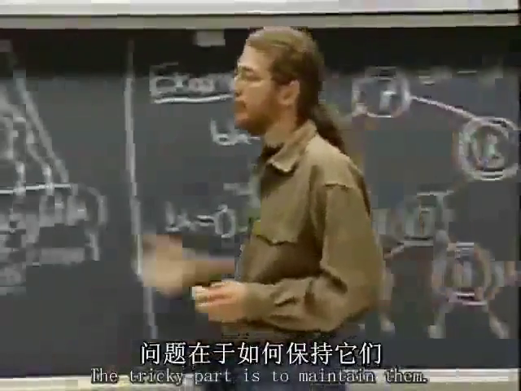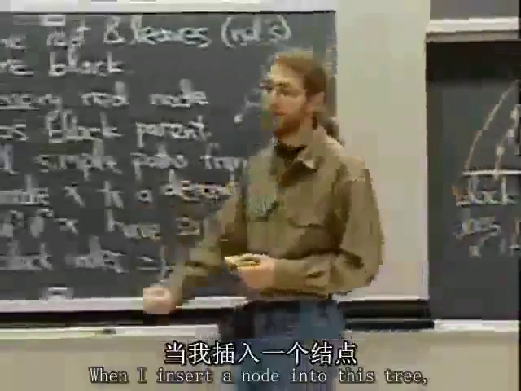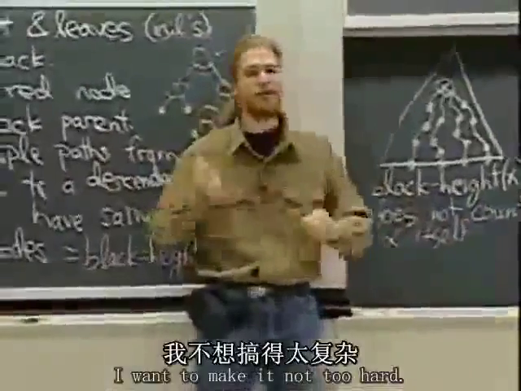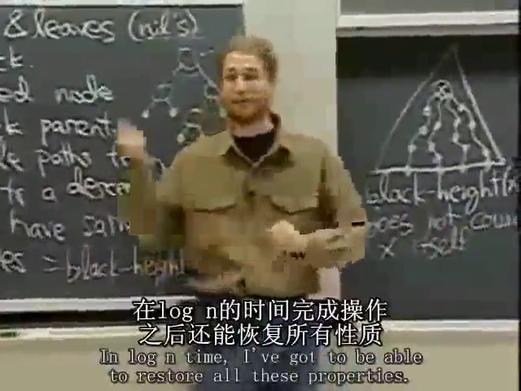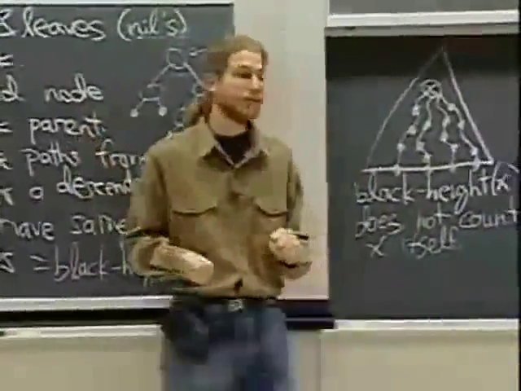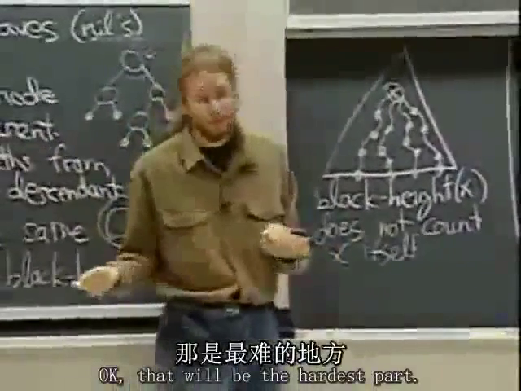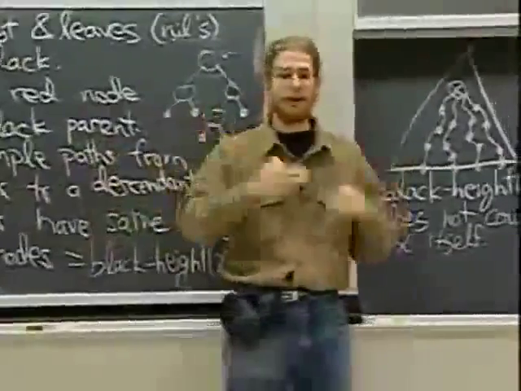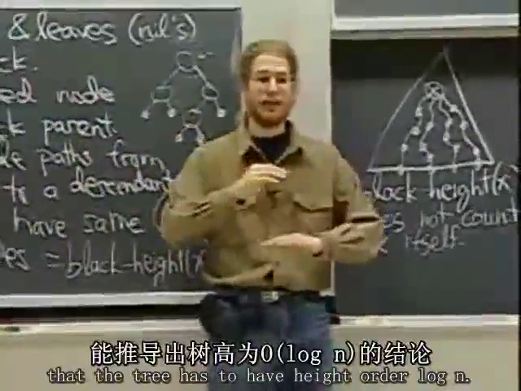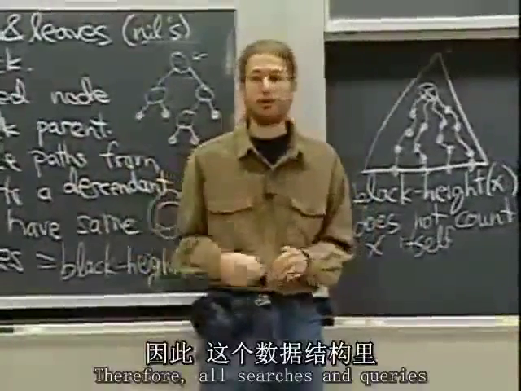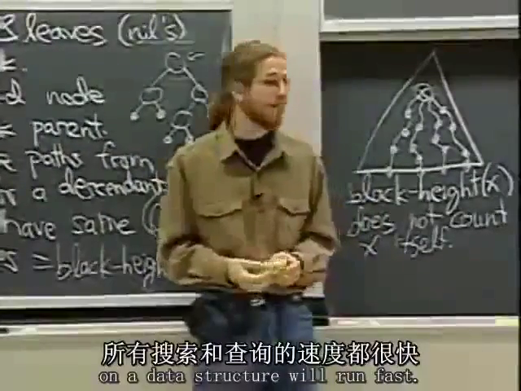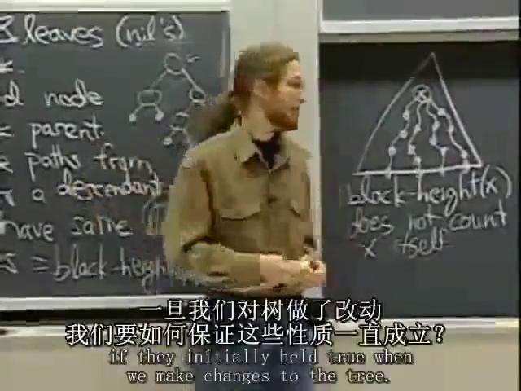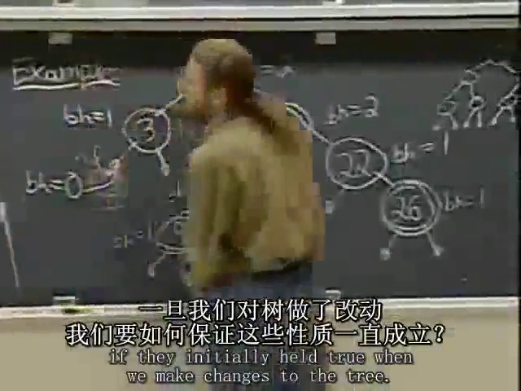The tricky part is to maintain them. When I insert a node into this tree and delete a node from this tree, in log n time I've got to be able to restore all these properties. That will be the hardest part. The first thing we'll do is prove that these properties imply that the tree has to have height order log n. Therefore, all searches and queries on that data structure will run fast. Then the hard part will be to make sure these properties stay true if they initially held true when we make changes to the tree.